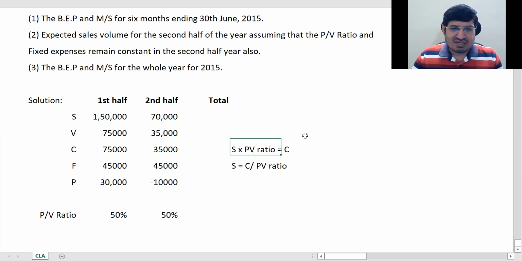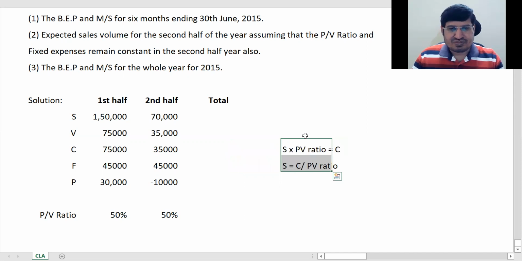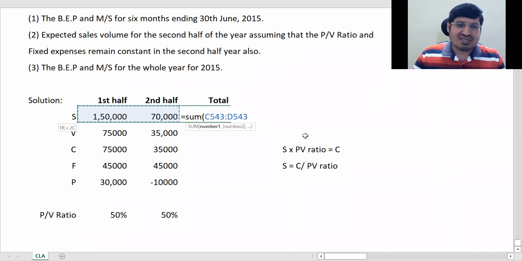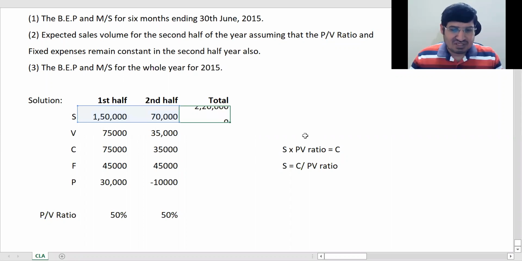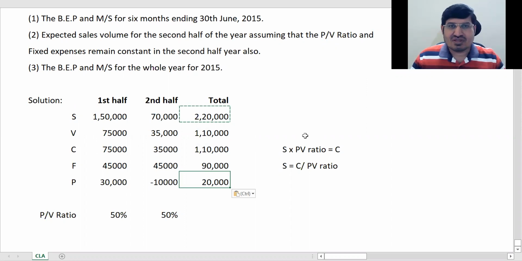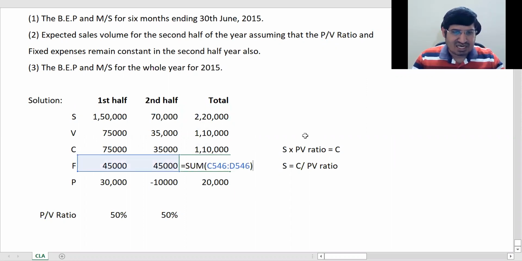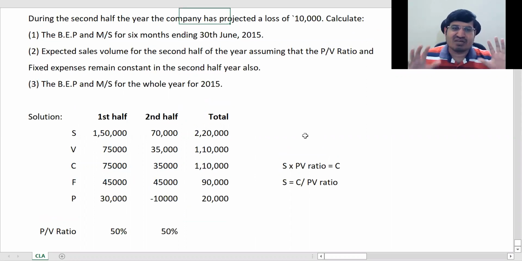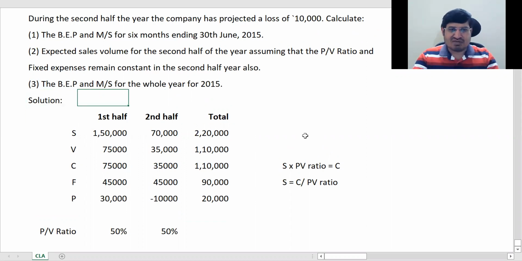So let us find out the totals. This plus this, 1,50,000 plus 70,000, and similarly I'm totaling all the lines. So we have got the statement now. Basically, this is our marginal cost statement.